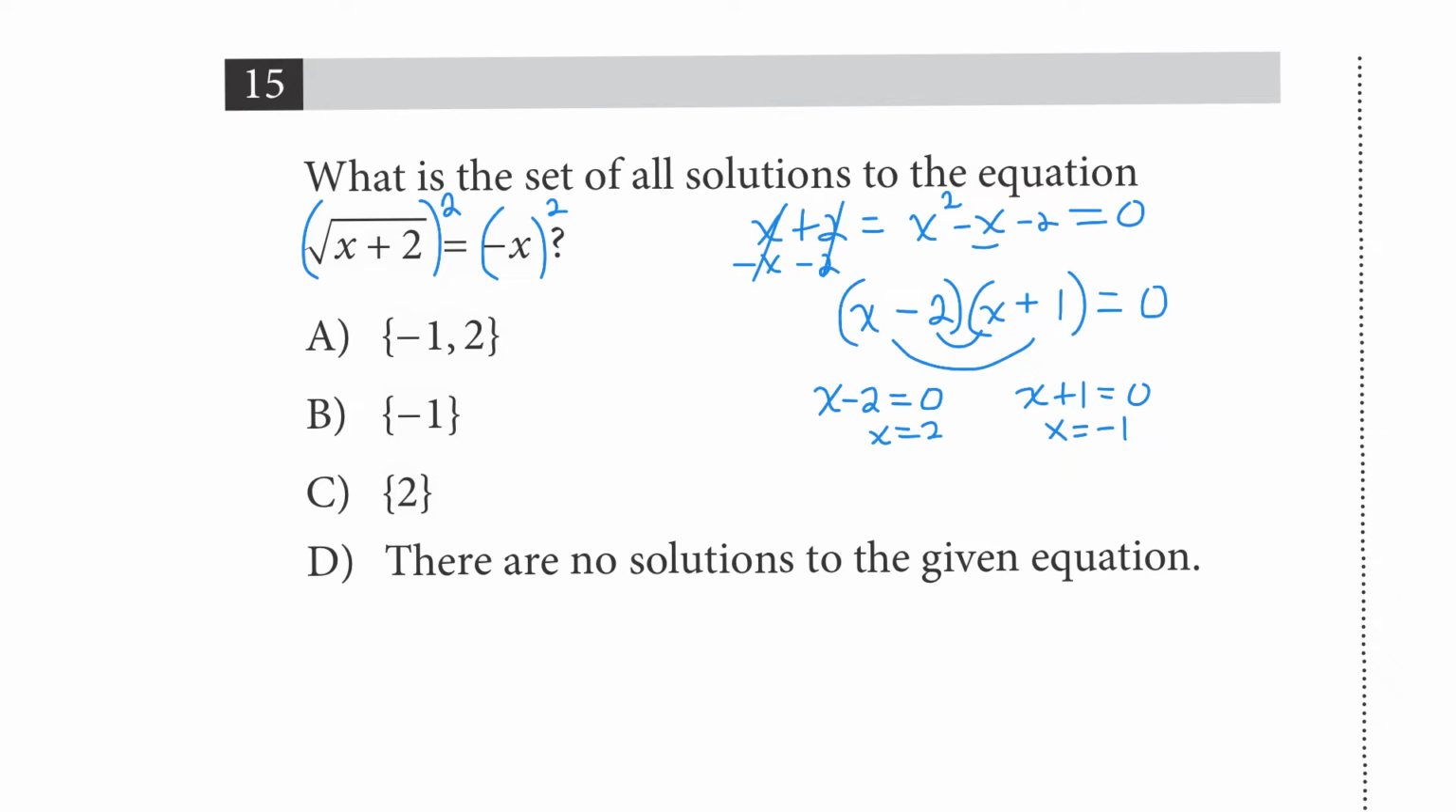And at this point in the classroom, I might say, raise your hand if you got answer A. And 90% of the hands will go up, and it is the wrong answer. A is wrong.